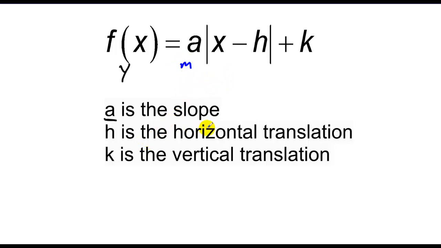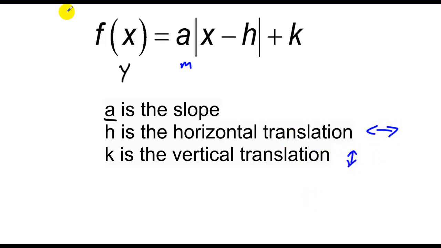H talks about a horizontal translation, which means the graph is moving to the left or to the right, whereas K talks about a vertical translation. So one important thing to notice is that the H follows a subtraction sign. This is really important. And what it means is that whatever number follows the subtraction sign talks about the way the graph is going to move.